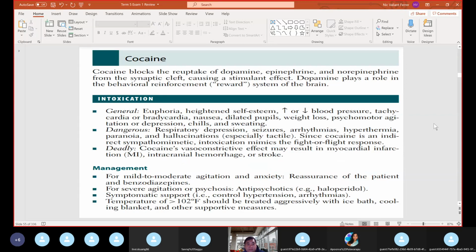Cocaine, of course, increases dopamine, epinephrine, and norepinephrine in the synaptic cleft. They feel euphoric, with heightened self-esteem, right? It's very dangerous. Why? Overdosing can cause respiratory depression. How do you manage? If they have agitation or anxiety, give benzos. You can also give antipsychotics if they have psychosis. And of course, symptomatic support.